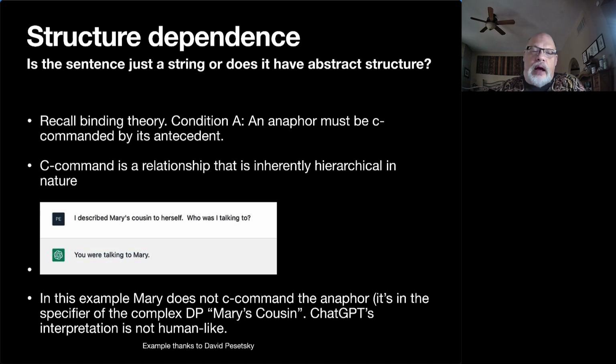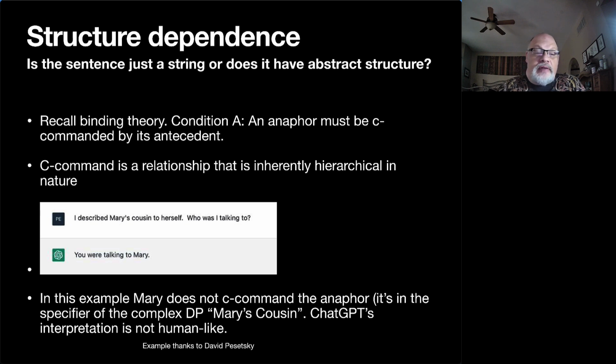Let's remember binding theory. Condition A of the binding theory says an anaphor must be bound, which means C-commanded, by its antecedent. Now, C-command is a relationship that is inherently hierarchical and abstract. It's not directly deducible from the statistics of co-occurrence. It actually requires understanding the structure that is imposed upon the sentence.